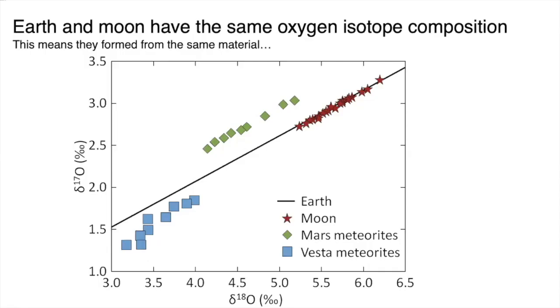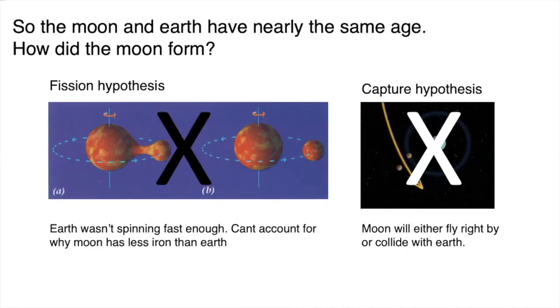The fact that the Earth and the moon are so similar has been interpreted by researchers to indicate that the Earth and moon have very similar origins. So this makes it a bit hard to buy into the capture hypothesis. If the moon came from somewhere else in the solar system, it wouldn't have the same oxygen isotopes as Earth. But wait a minute, we also said that the moon has a different elemental composition than Earth. So how can we reconcile this? We need a new hypothesis.